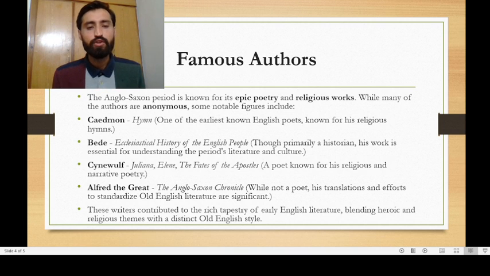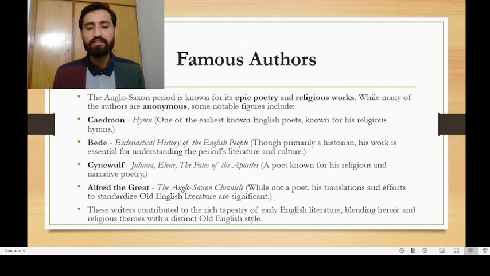Cynewulf is famous for Juliana, Elene, and The Fates of the Apostles, a poet known for his religious and narrative poetry, and these are his prominent works that are written in front of you. The next one is Alfred the Great. Alfred the Great is known for the Anglo-Saxon Chronicle. He was not a poet. His translations and efforts to standardize Old English literature are significant. So his services are more related to the enhancement or improvement of English literature and specifically language.